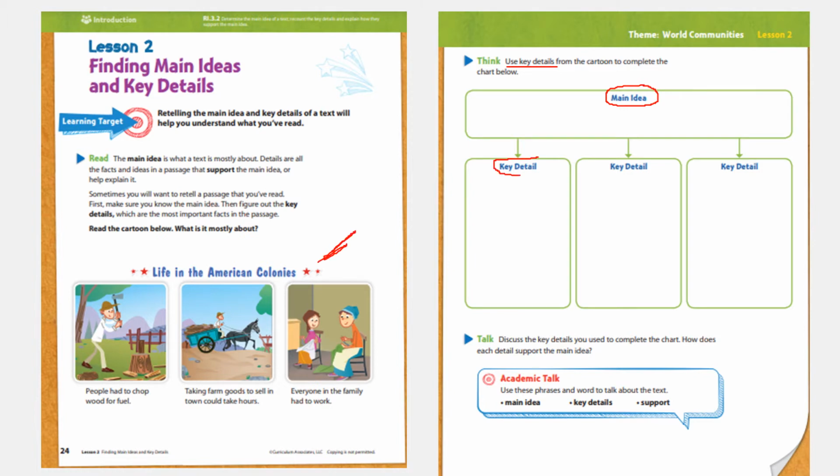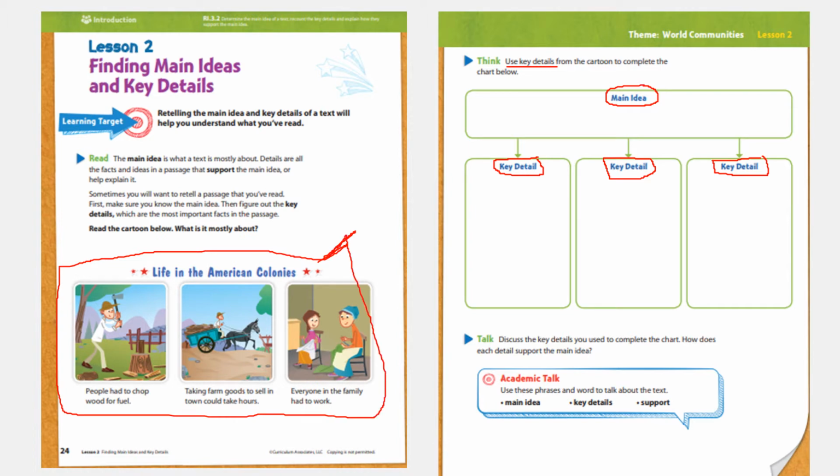It's asking for 3 key details. Remember, these details give us more information about that main idea. So if I had to look at this whole comic strip or cartoon as a whole, and I look at the title, it says Life in the American Colonies. I'm noticing everybody in those pictures is doing some sort of work, and that work does not look easy to me. So if I had to come up with what this cartoon is mostly about, I would come up with the main idea: Life in the colonies was not easy.